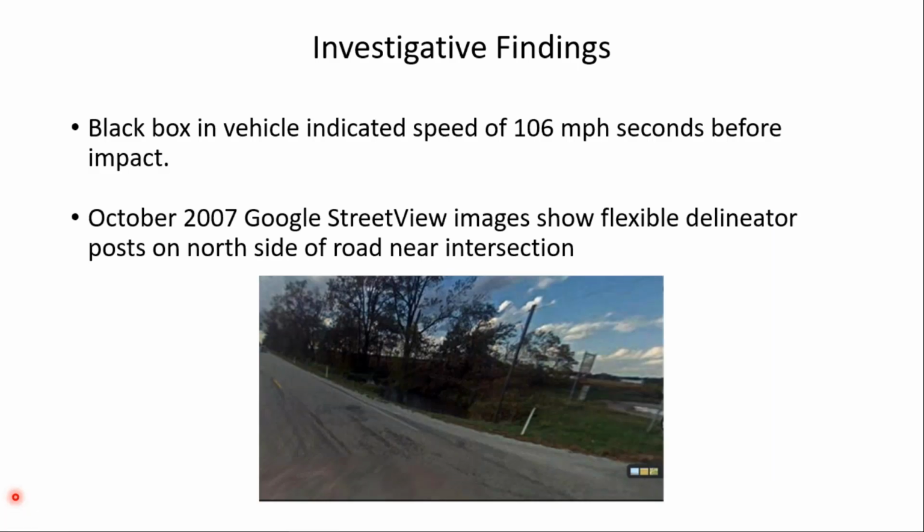The plaintiff attorney also did some investigation and found an October 2007 Google Street View image, and you can see some flexible delineator posts had been installed in this area, but at the time of the crash, those were gone. They'd probably been displaced by traffic or farm equipment or whatever, but at some time in the past, there were flexible post delineators on that north side of the roadway.